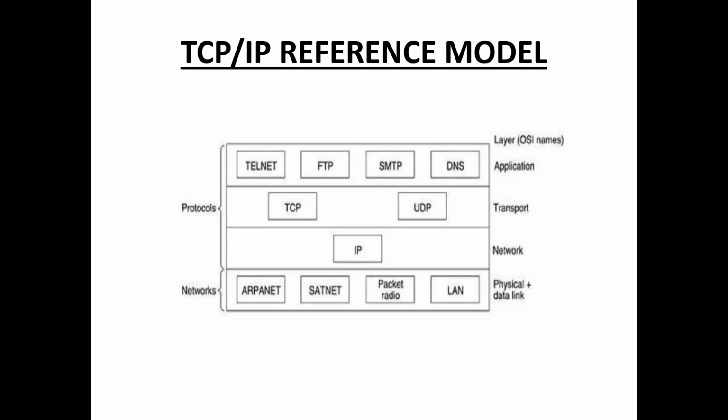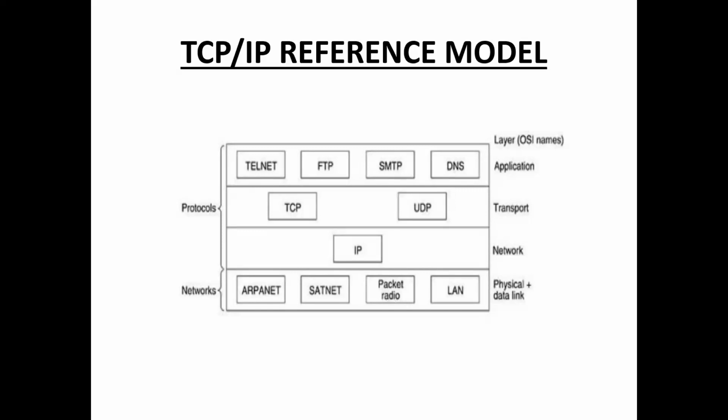That is the difference between the OSI reference model and the TCP/IP reference model. The OSI reference model has 7 layers: physical layer, data link layer, network layer, transport layer, session layer, presentation layer, and application layer. The TCP/IP reference model has only 4 layers.